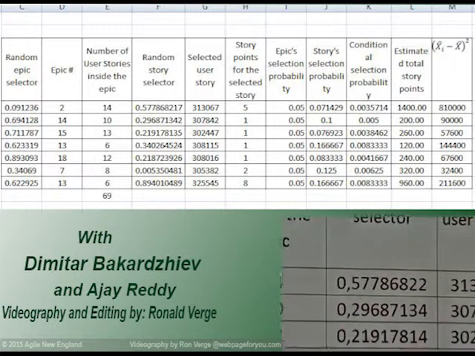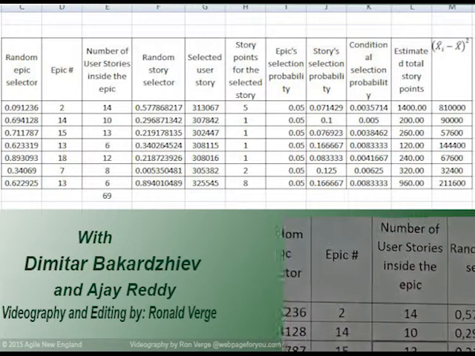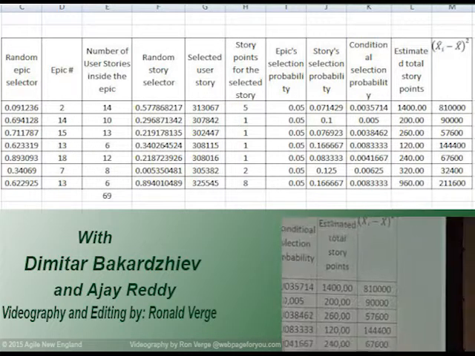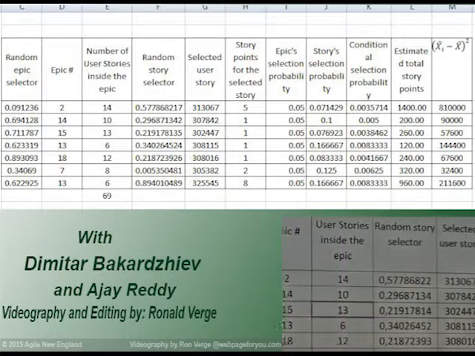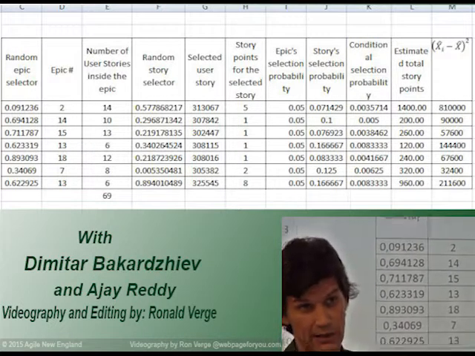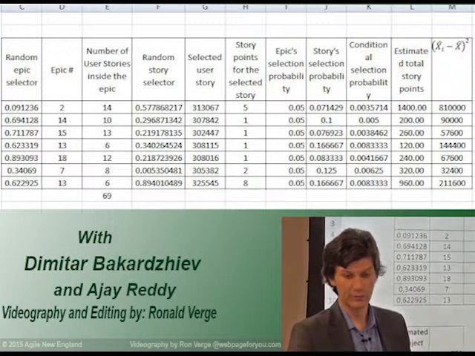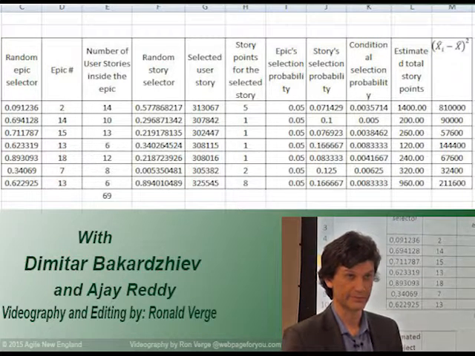And we pick the third epic at random. And then we break it down. And then we pick at random one of the user stories. Analyze only one. And we find, again, one story point. And the new estimate is 260.